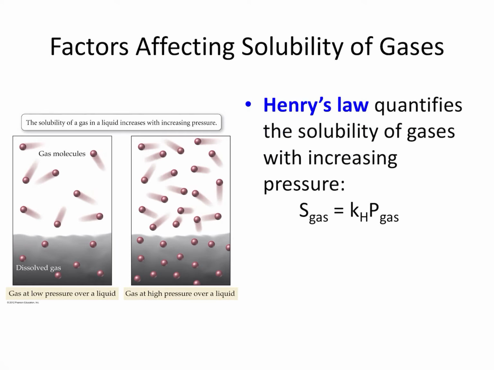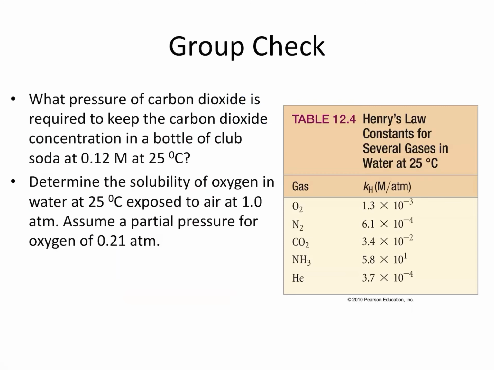The way that we quantify the solubility with increasing pressure is through Henry's law, where the solubility of a gas is equal to the proportionality constant, Henry's law constant, which depends on the specific solute and solvent, as well as the temperature, times the partial pressure of the gas. So the equation shows that the solubility of a gas in a liquid is directly proportional to the pressure of the gas above the liquid. Meaning if one goes up, the other will go up too.